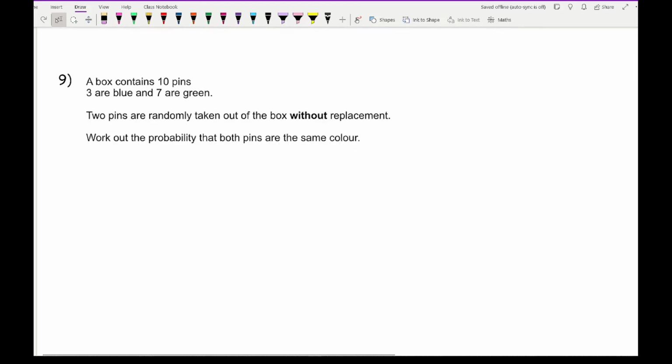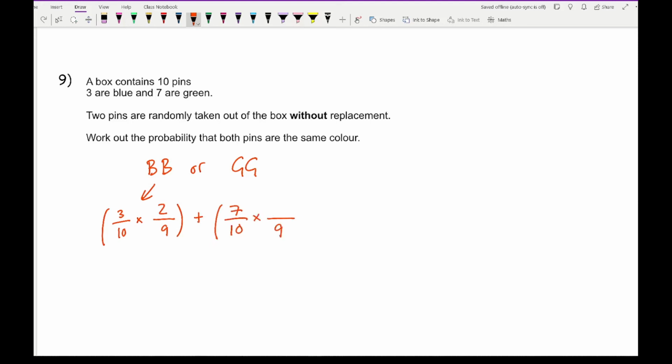So moving on to our last example, it says the box contains 10 pins, 3 are blue and 7 are green. 2 pins are taken at random without replacement, so again we're not putting them back. And it says work out the probability that both pins are the same colour. So for this we're either going to have blue and blue, or green and green. So looking at this, the probability that the first one's going to be blue is 3 out of 10. Now for the second one I've got 1 less pin, and I've also got 1 less blue, so that's going to be 2 over 9. Plus the probability of selecting a green one is 7 over 10, times I've only got 9 counters left. I've also got 1 less green one because I've assumed I've taken a green one first, so 6 over 9.